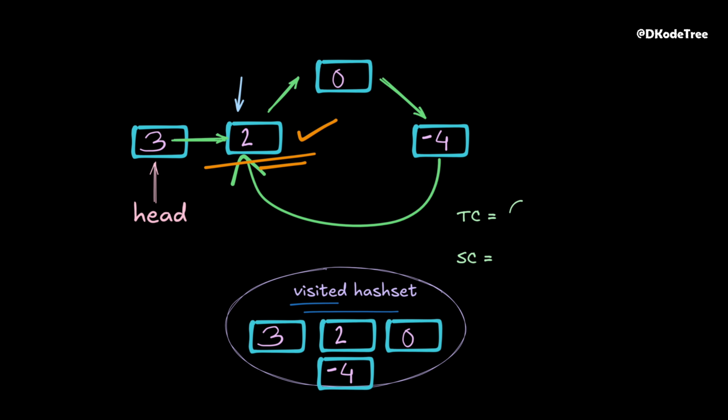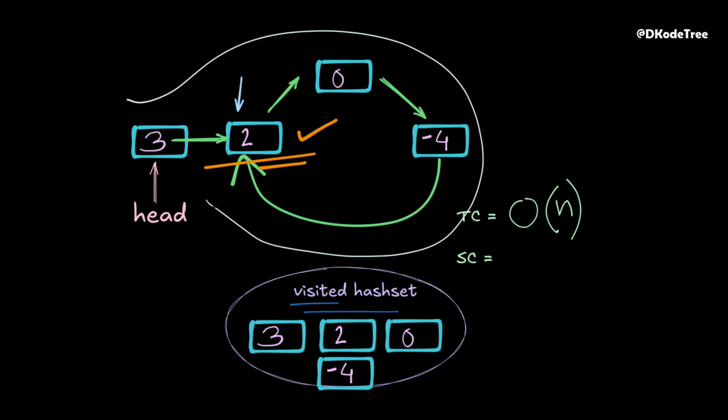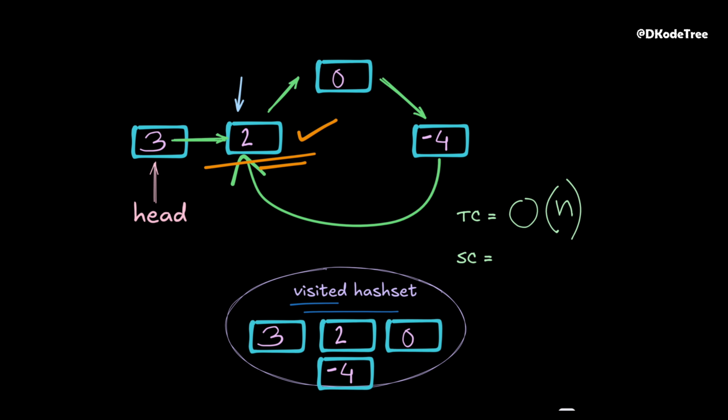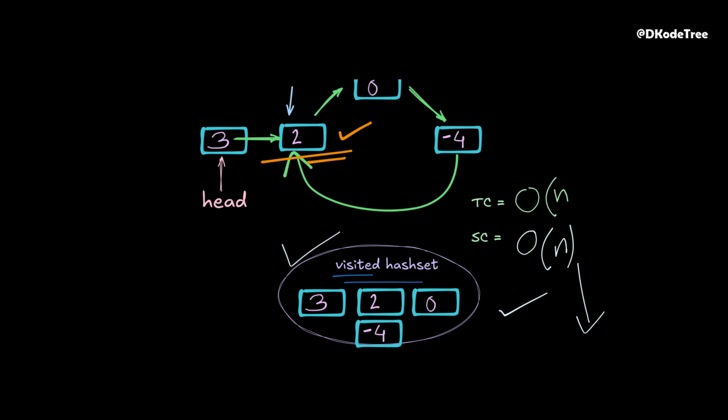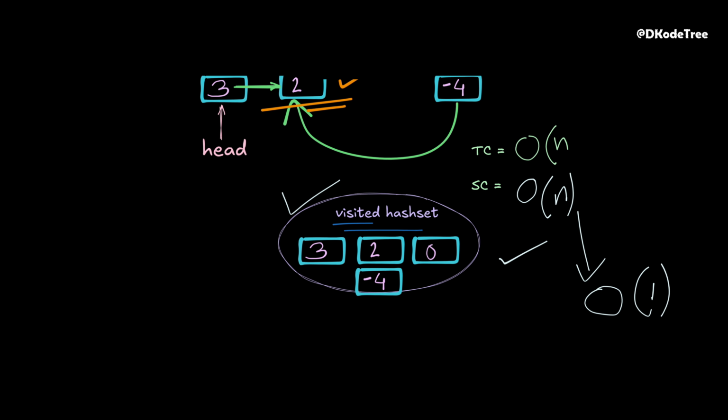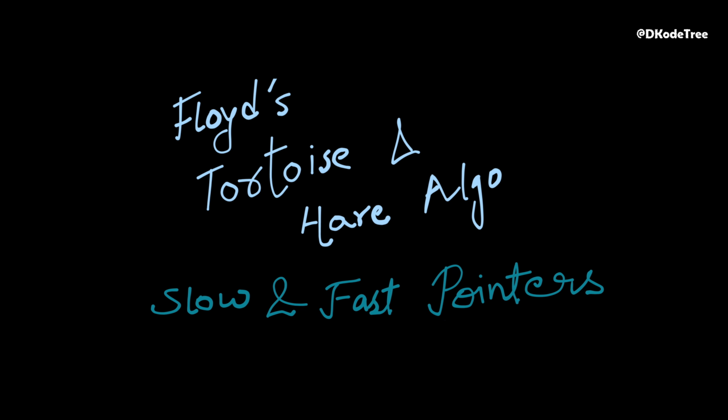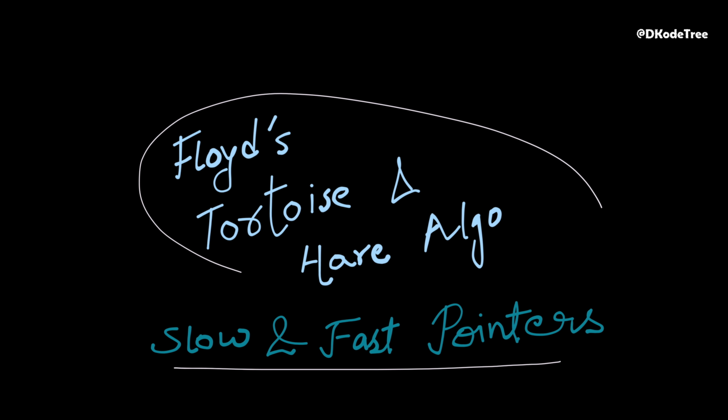This approach is very simple to implement and it works in O of n time, as we are scanning through each element in our linked list at least once. But this approach requires O of n extra space as well due to the use of this visited hash set. And it turns out that we can further optimize the space complexity to O of 1 by using the classic two pointers technique called the slow and fast pointers algorithm, also known as the Floyd's Tortoise and Hare algorithm, just like we did in the previous problem.